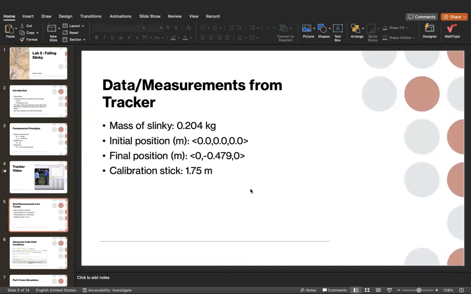For the data measurements from the tracker model, we knew that the mass of the slinky was about 0.204. The initial position was the following. The final position was the following, captured from the tracker, and the calibration stick that I used in my tracker model was about 1.75 meters.